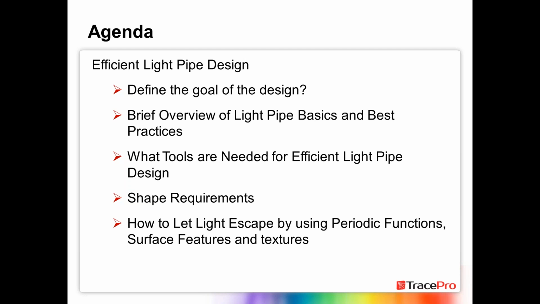The next thing we're going to look at is a brief overview of light pipe basics and best practices to use in doing light pipe design. We're also going to introduce a few tools that I like to use for efficient light pipe design. These include everything from shape requirements, how to let light escape by using periodic functions, surface features, and textures.